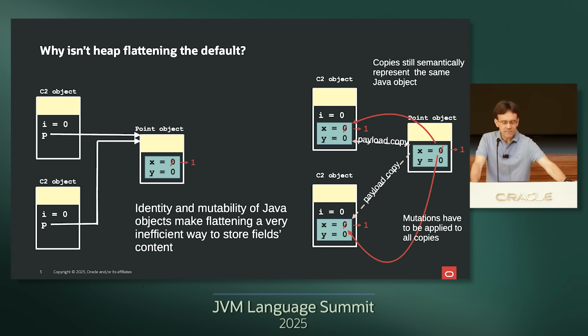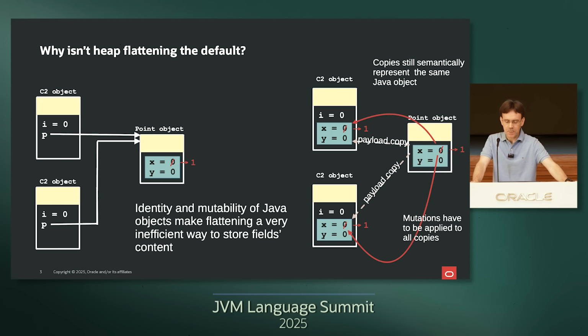So why isn't heap flattening the default? The reason is the identity and the mutability that Java objects have by default. In this example on the left, you can see two instances of class C2 sharing the same content, with the field P pointing to the same object Point. If the application wants to mutate the object Point, the JVM only has one location where it has to make the modification.